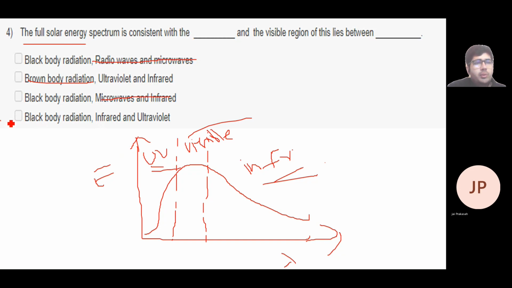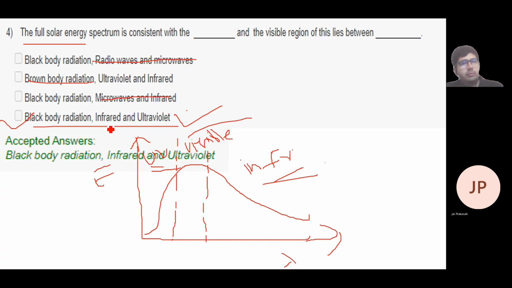The fourth one is black body radiation and infrared and ultraviolet radiation region. Okay. So this option is correct, because the full solar energy spectrum is consistent with the black body radiation, and the visible region of this lies between the infrared and ultraviolet. So option D is correct.